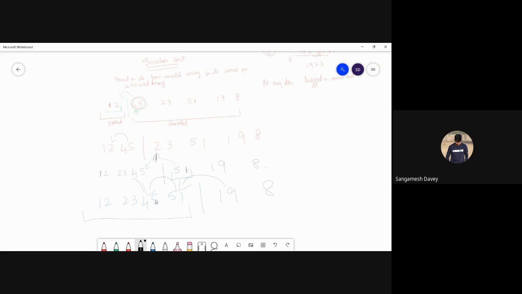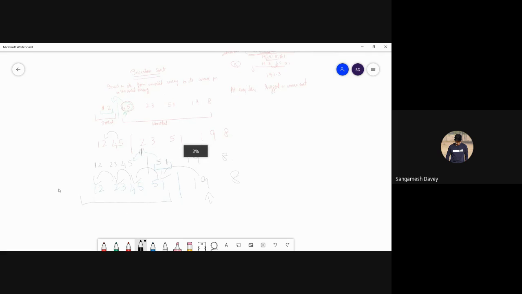If it's less than 45, again compare with 23. If it's less than 23, again compare. Now it's more than 12. Whenever the particular element that you're searching is more than an element in the sorted array, you insert it. And how do you insert it? You basically push everyone else by one step. You push everyone else.